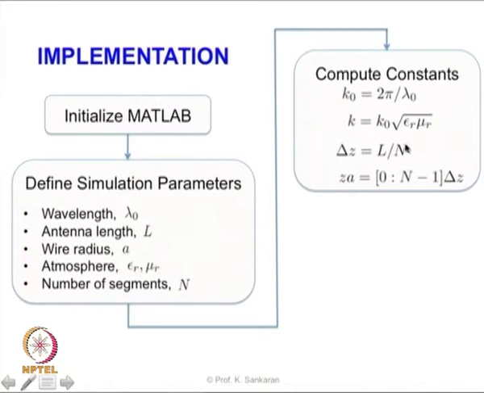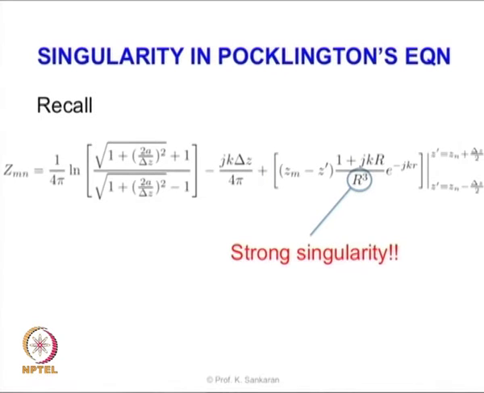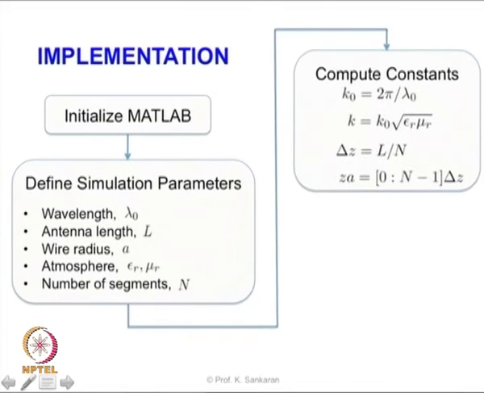So if L is our dimension and n is the number of segments, the individual components will have delta z, and our value of z_a goes from 0 to n minus 1. So each individual component of z_a will be given by the value of those individual terms that are going to vary from 0 to n minus 1. And now we have to compute the impedance matrix itself. Remember, the impedance matrix is basically this big ugly matrix. We need to compute this matrix, and that is what we are going to do in this step.